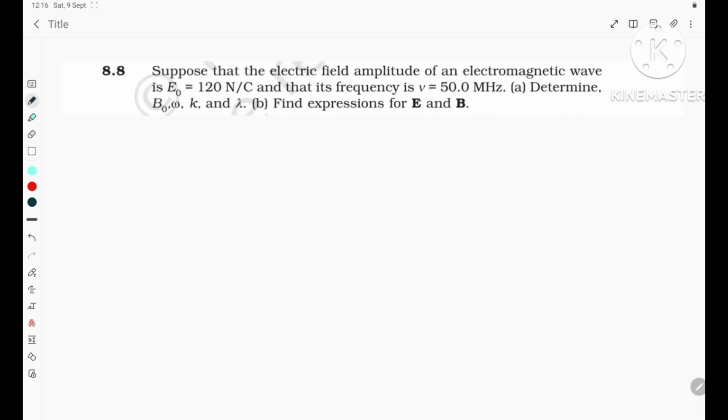In the next question, suppose that the electric field amplitude of the electromagnetic wave is given as E naught equal to 120 Newton per Coulomb, and the frequency is given as 50 megahertz, so 50 into 10 power 6 hertz. They are asking us to find B naught, omega, K and lambda.